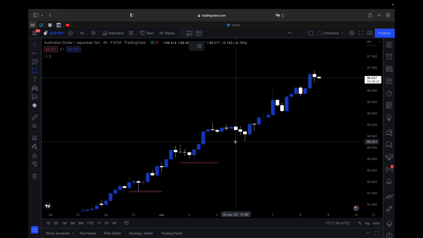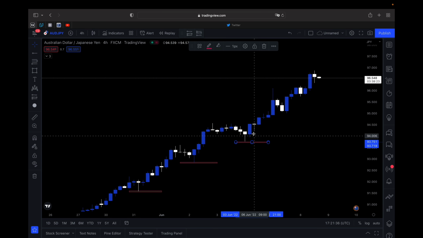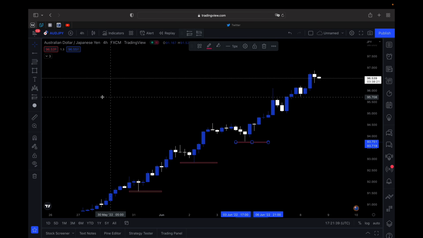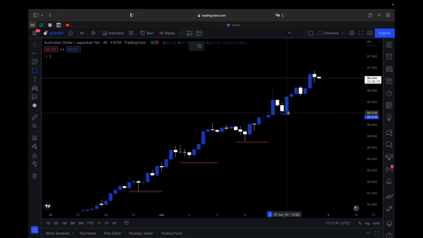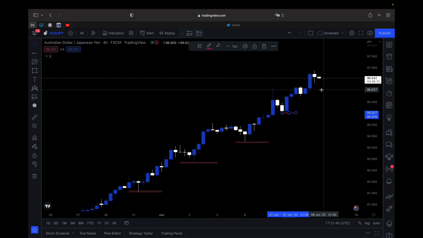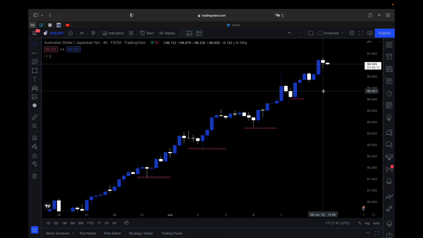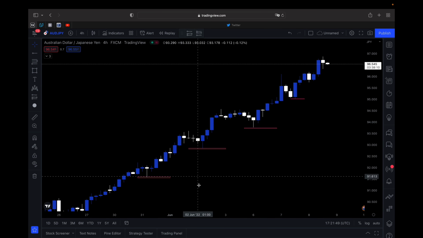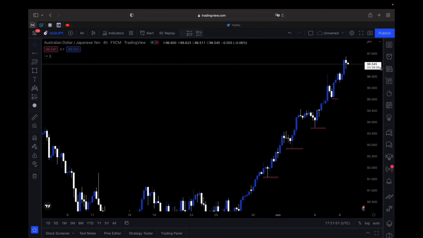So you can see an engulfing candle here, a bullish engulfing candle here to confirm the buy, the continuation of the buys. So this is basically it for the bullish trend. This is all you need to know about a bullish trending market.